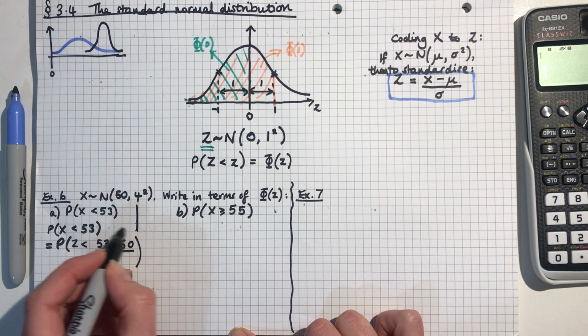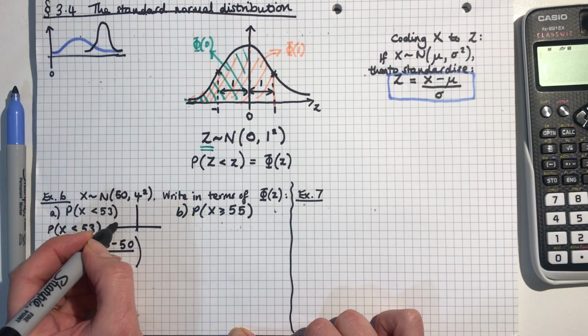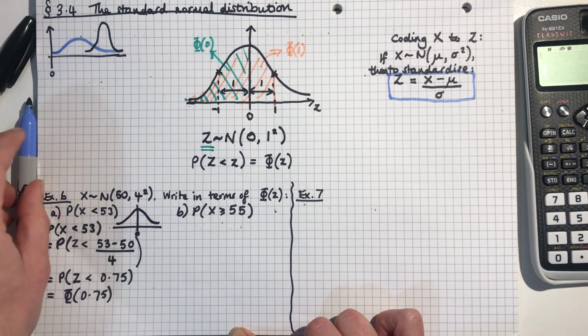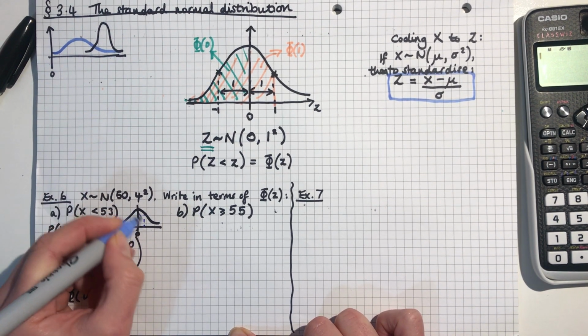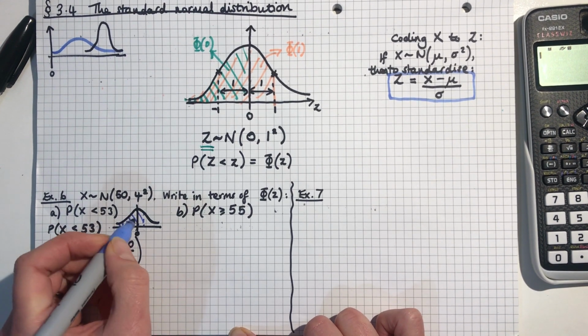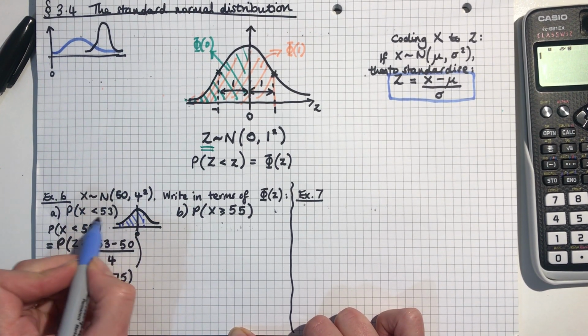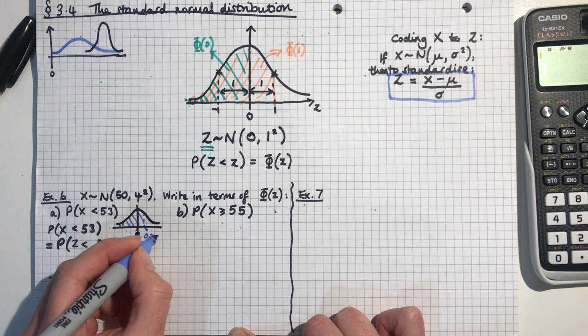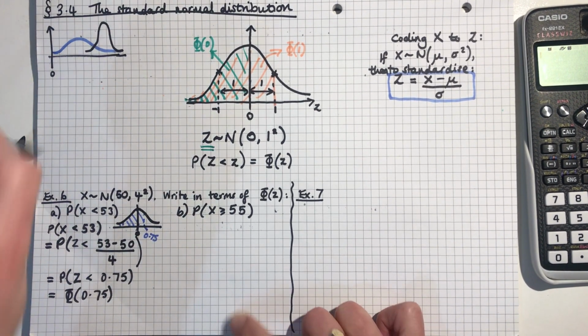We are dealing with, this is the standard normal distribution now, so the mean is at 0. We're finding that area there, and that area is the same as the area being less than 53 on the original curve, and with this value being 0.75. So this time let's draw it properly from the start.